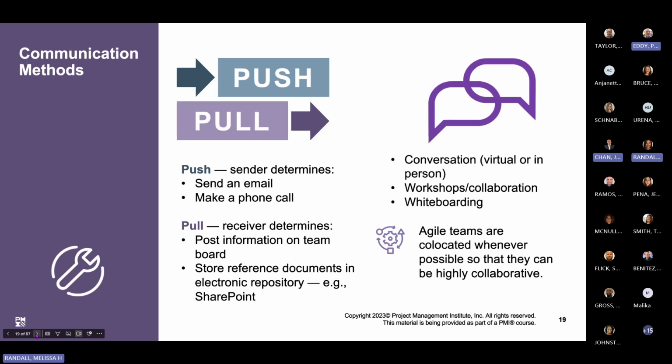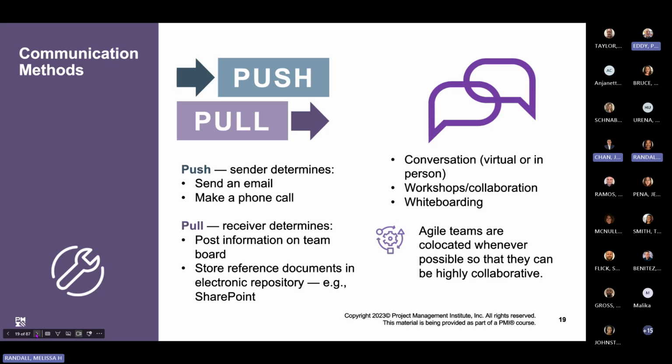Next piece we talk about is the communication method. So you can either have a push scenario or a pull scenario, right? When you think about push, this is where the sender determines how am I going to send that information to my stakeholders or my project team members? I can send you an email, I can make a phone call, right? If I am the receiver, so I'm pulling the information, that means I'm the recipient, and then I can determine how I want to get that information.